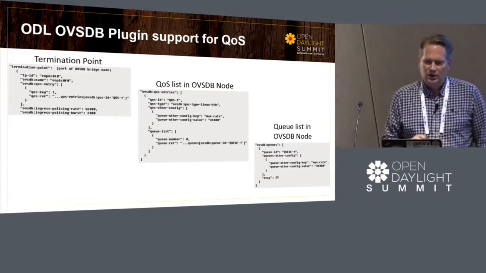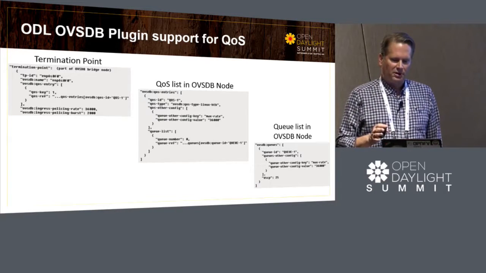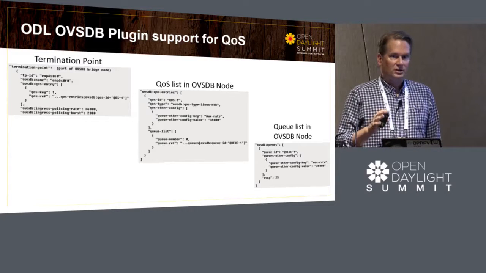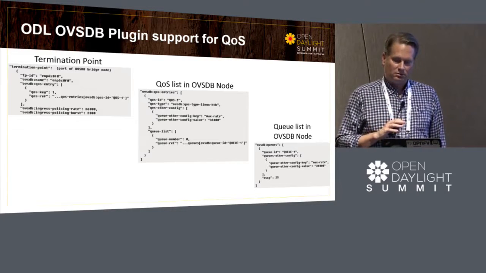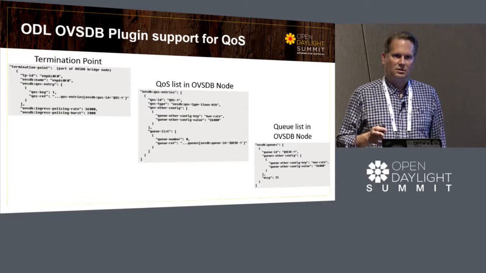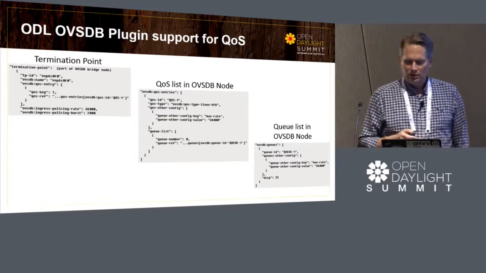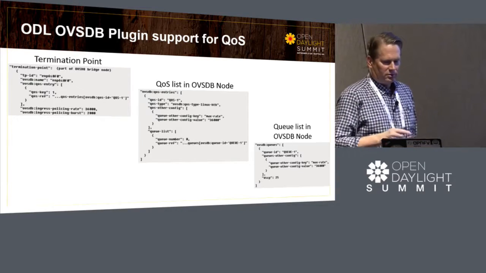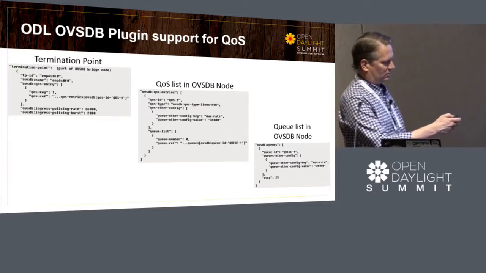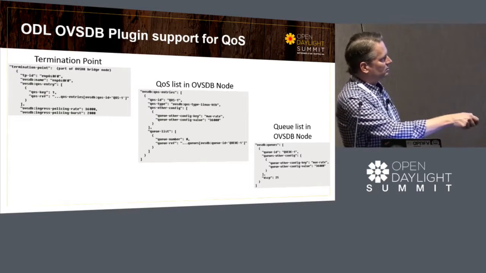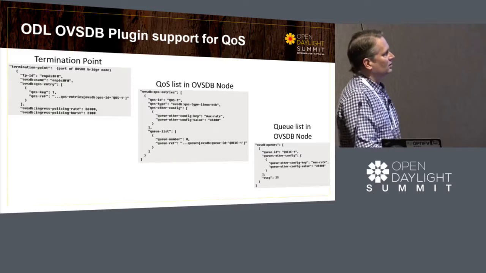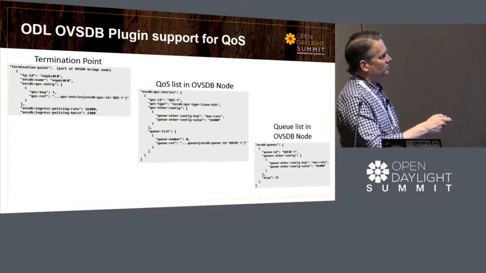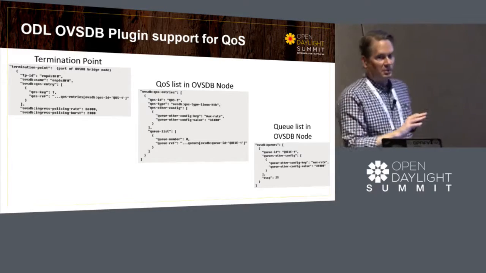Okay, good. So on this slide, what I want to do is talk a little bit about how the OVSDB QoS and Q tables are modeled in the OpenDaylight MDSal. So three basic components. I'll go right to left. And a little bit of background history.